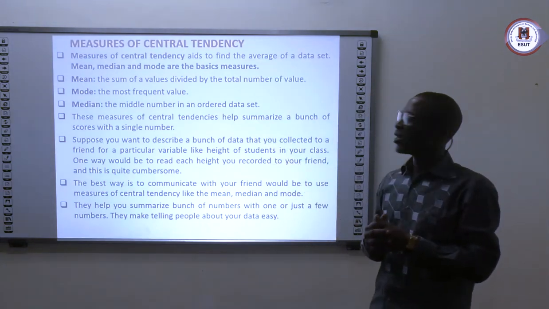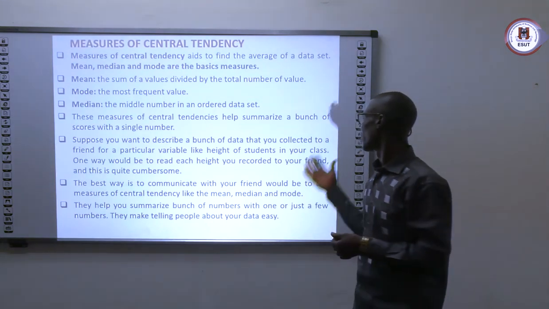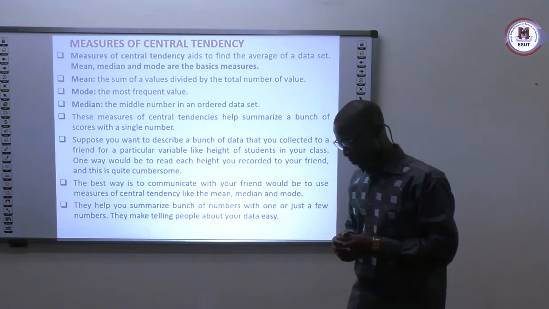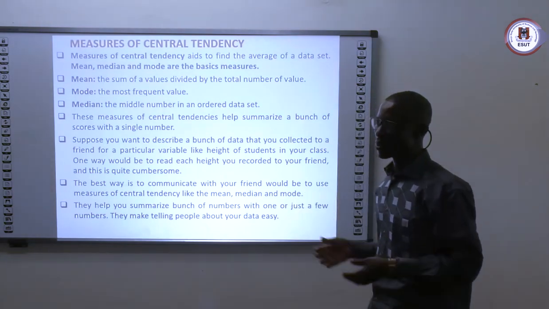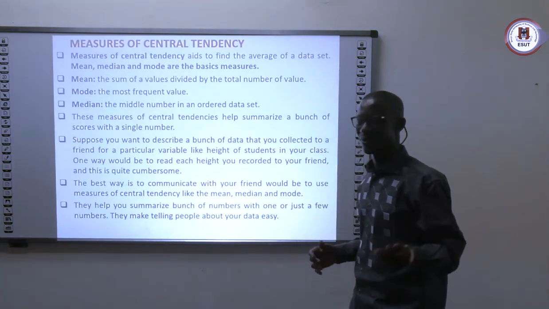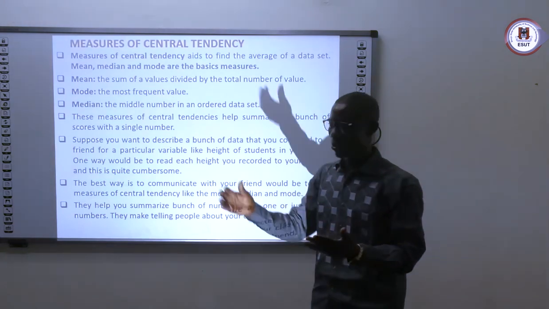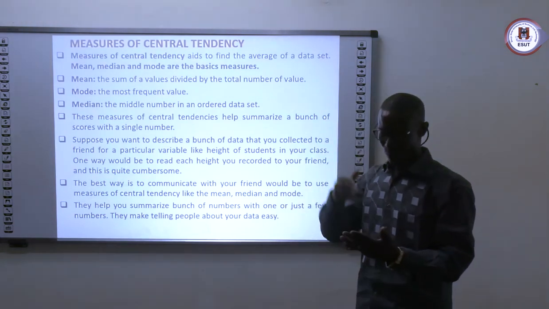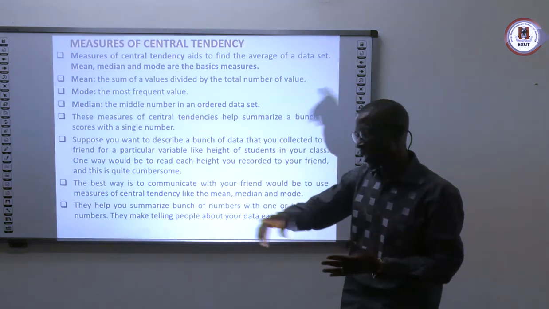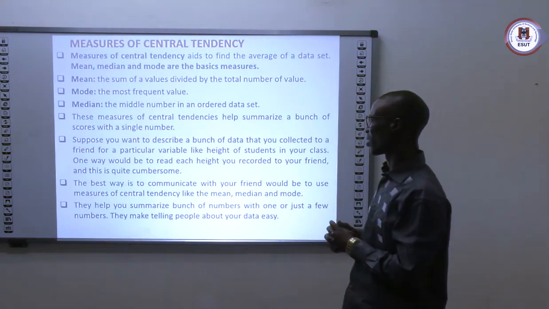What is the mean? The mean is the sum of values divided by the total number of observations. So in statistics, if we have a set of observations, let's say 1, 2, 3, 4, 5, 6, 7, how do we know the mean? The mean is that you add all those figures, 1 plus 2 plus 3 plus 4 plus 5, and you divide them by the total number, and the total number here is 7. So that simply is the mean.